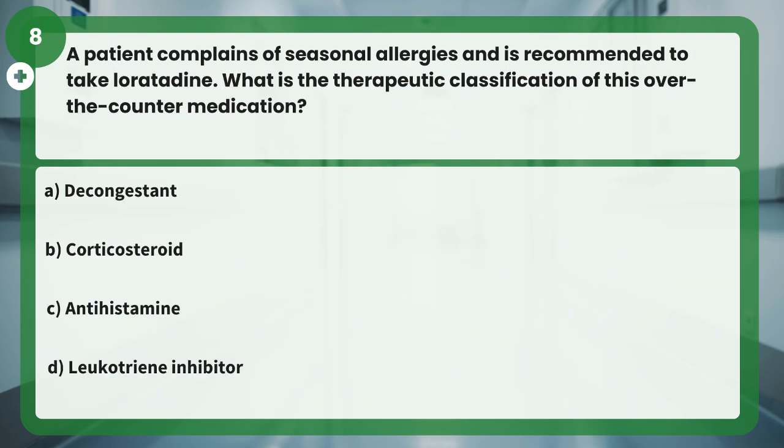A patient complains of seasonal allergies and is recommended to take loratadine. What is the therapeutic classification of this over-the-counter medication? A. Decongestant. B. Corticosteroid. C. Antihistamine. D. Leukotriene inhibitor.